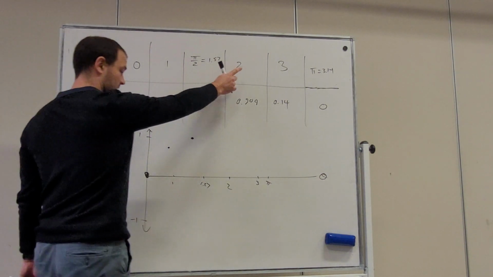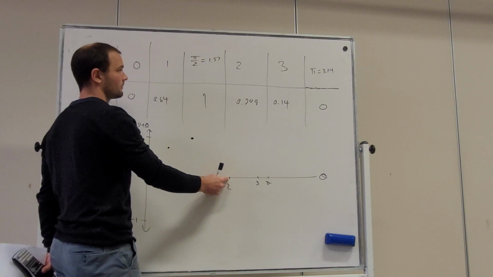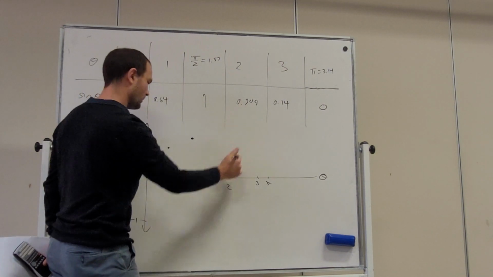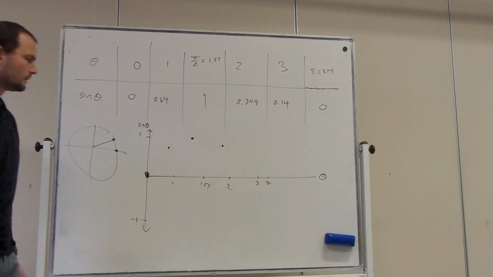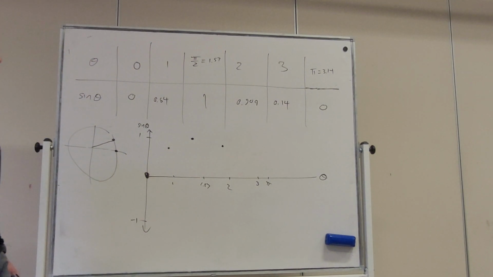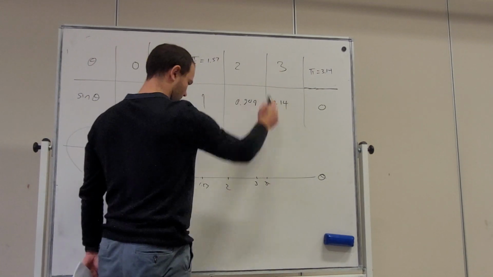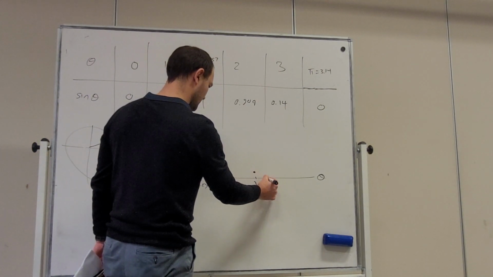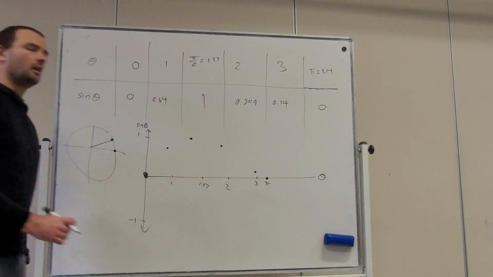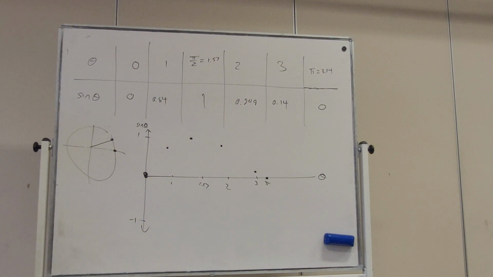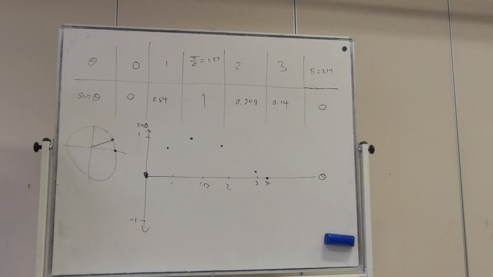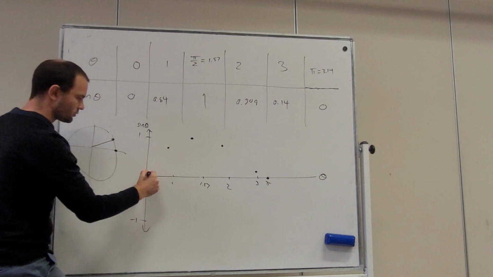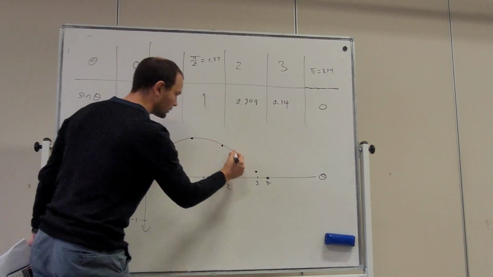When the theta value is 2, the sine value is 0.909, so that's going to be up here somewhere. When the theta value is 3, we have 0.14 and 0. Okay, so the point of this is to say you can keep going, but what we have here is a periodic function. If I start drawing my curve through it, this is what it's going to look like, right?